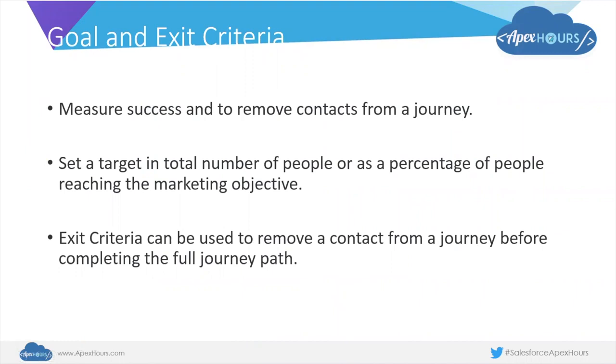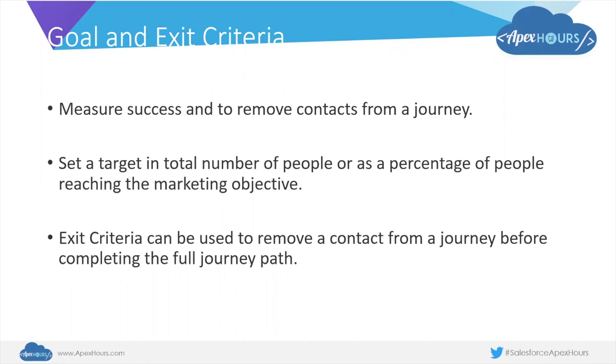Before we create a journey, we would first define what the goal of the journey is, what we want to achieve with that journey or that particular campaign. We can use those goals and exit criteria in the journey builder to measure success and to remove contacts from the journey. Whenever they reach the goal or whenever you want them to exit from the journey, you can set these goal and exit criteria.